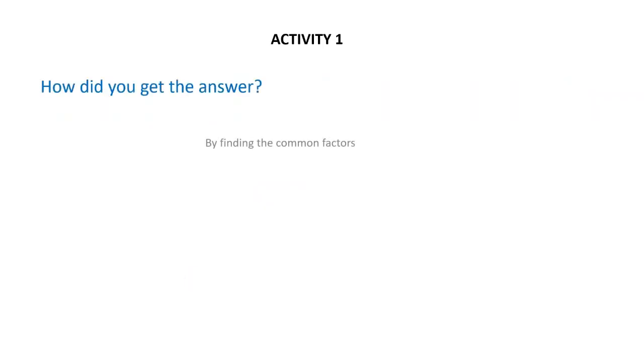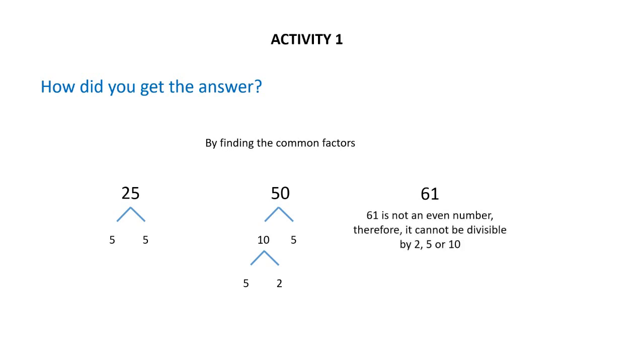How did you get the answer? By finding the common factors. 25 can be divided into 5. So 5 times 5 equals 25. 50 can be divided by 10. So 10 times 5 equals 50. Ang 10 naman is divisible by 5. So 5 times 2 equals 10. Ang 61 is not an even number. Therefore, it cannot be divisible by 2, 5, or 10. So Mang Jose should choose the 25-meter and 50-meter woods.